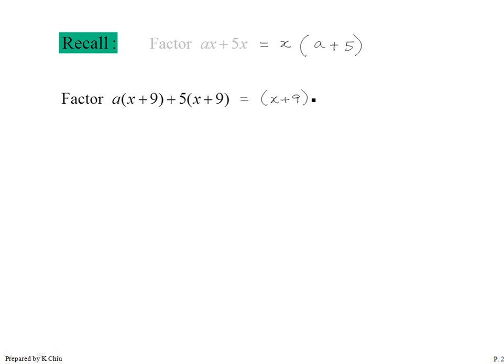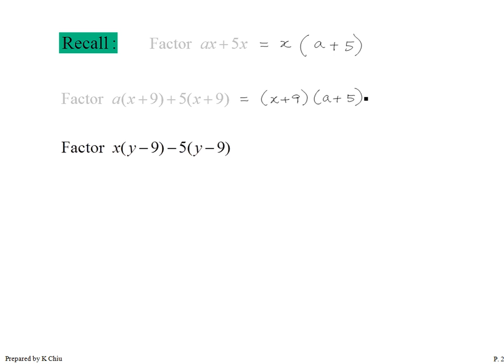This is just like the previous problem. X can be anything. So once we identify both terms have this common factor x plus 9, I could factor out the x plus 9. So the leftover will be a plus 5. So that becomes x plus 9 times a plus 5. Now again, don't say x plus 9a plus 5 like that. You have to mention the operator in between. Just like when you have a plus 5, you need to say plus. You don't say a5.